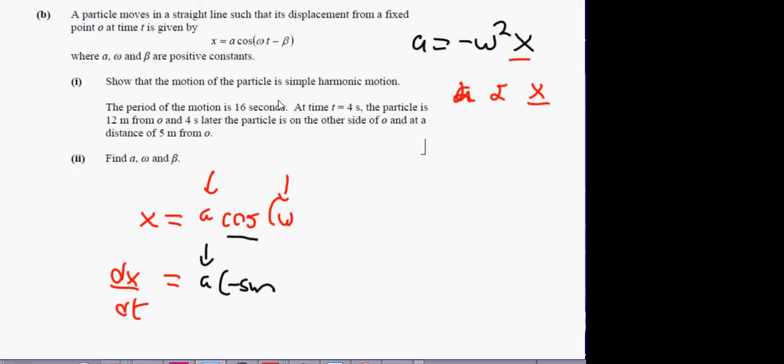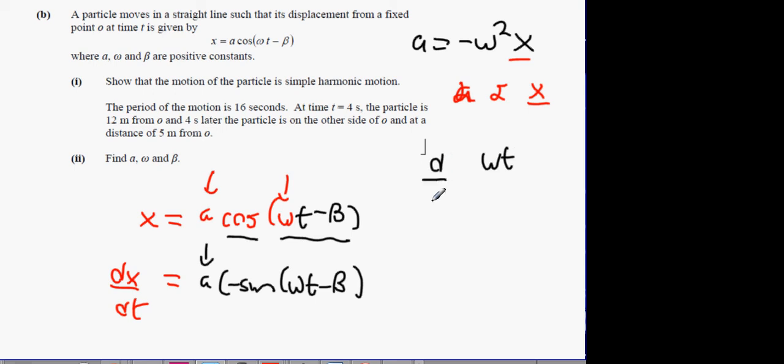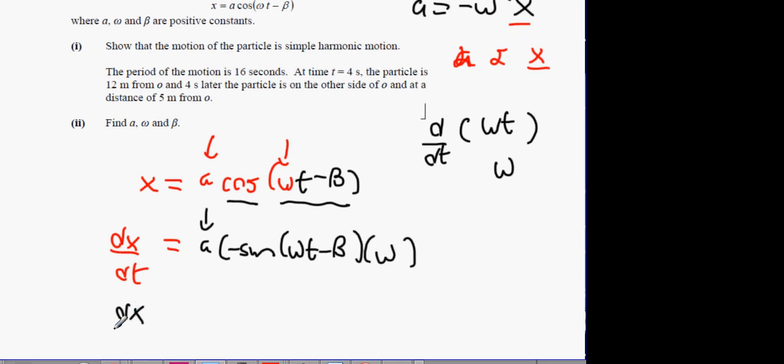And what you do have to do at the end is differentiate the angle. Now, when you differentiate wt with respect to t, what's the answer? It's whatever number comes in front of the t, which is w. Okay? So dx/dt therefore turns out to be minus aw sine(wt minus b).